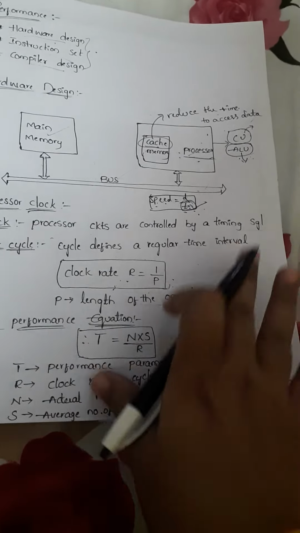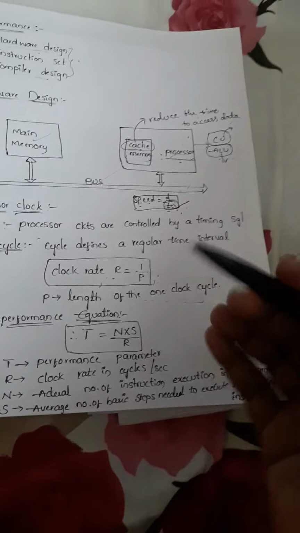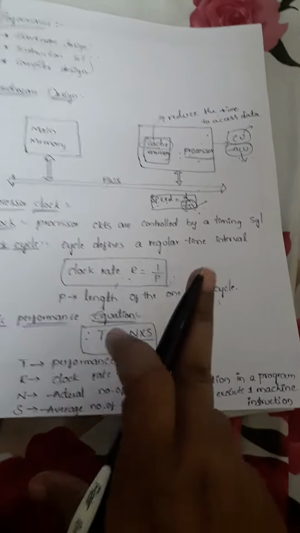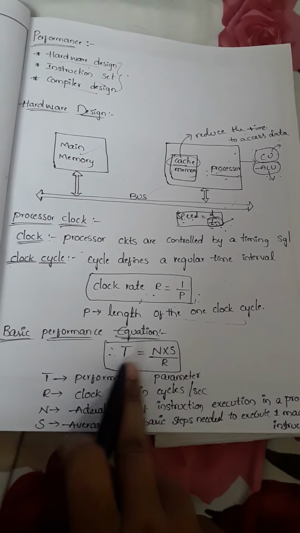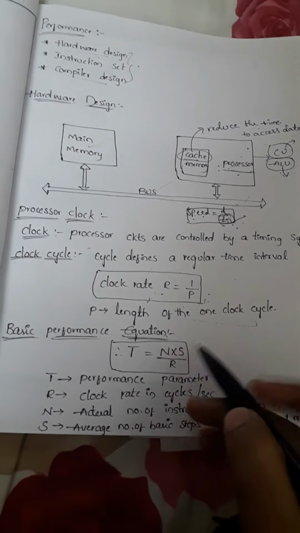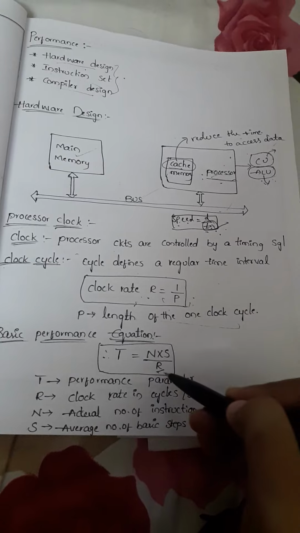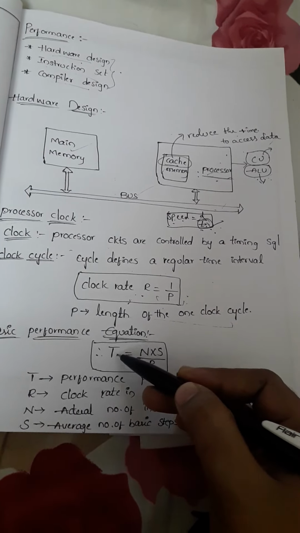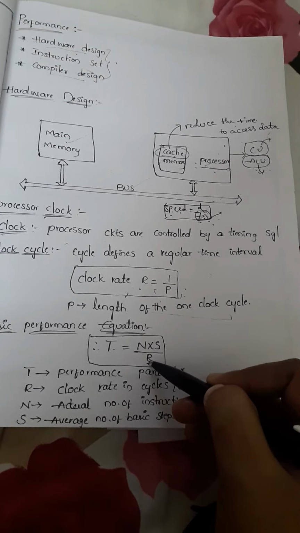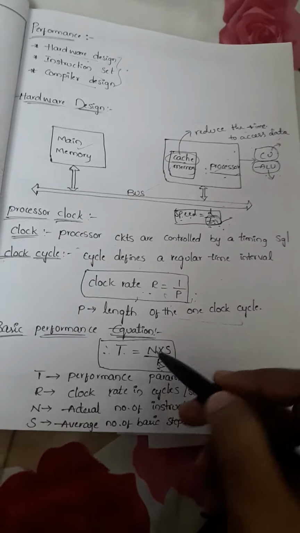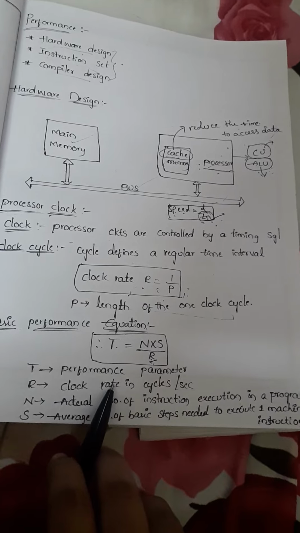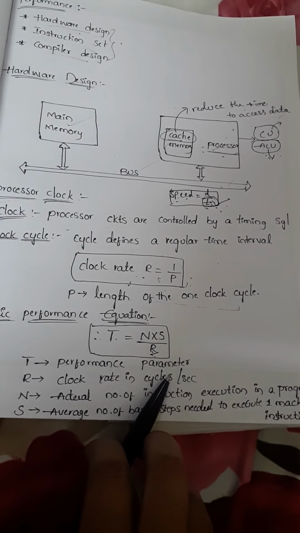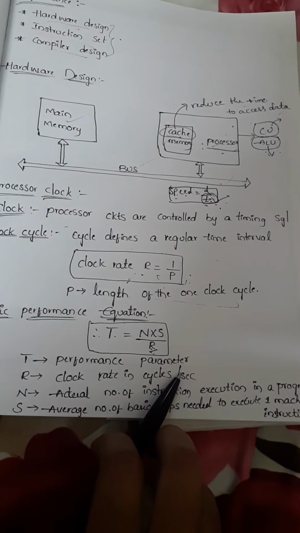So here also, if the clock rate is increased to achieve better performance by reducing the time period of the clock cycle, that is called T equals N cross S by R. Here what is R? Clock rate. So here clock rate is decreased, time is increased, right? So if time is increased, clock rate is reduced, right? Here what is T? T is nothing but the performance parameter, or we can say the execution time of the program.